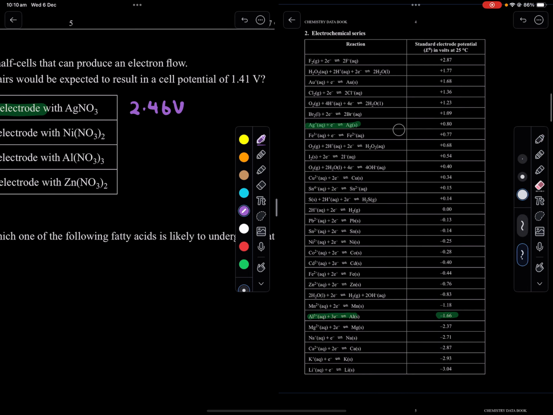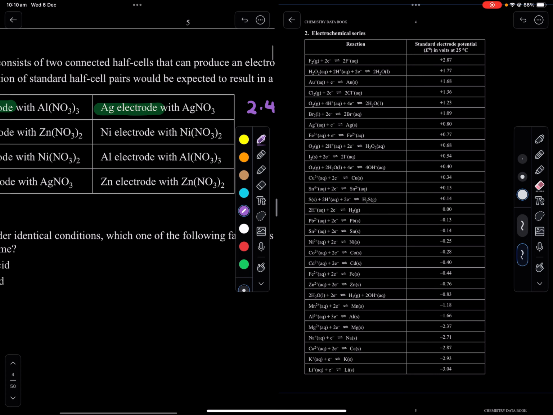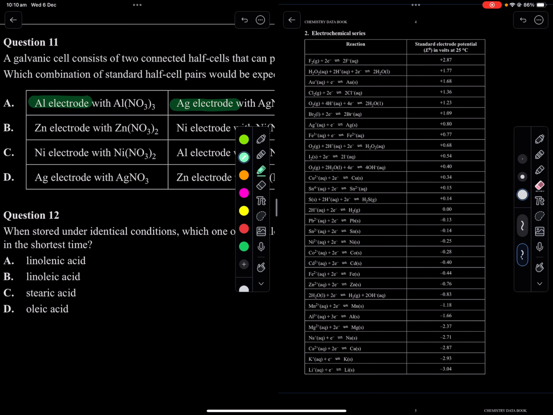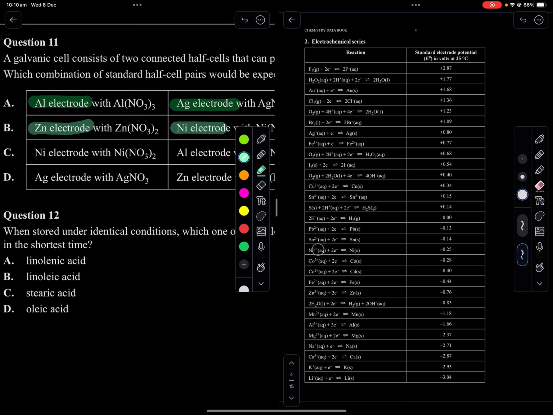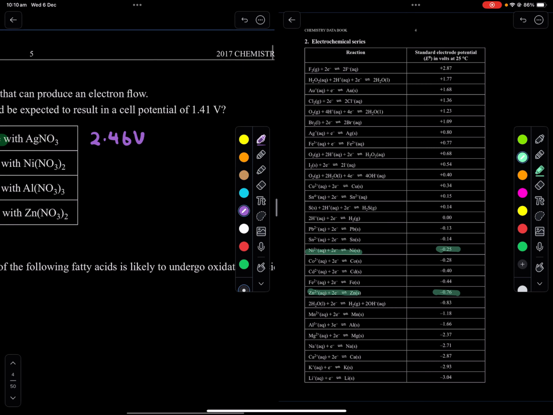So I'm just going to rub these out, and let's try the next pair. The next pair is zinc and nickel. So where is zinc? I have nickel over here, and zinc is over here. So we're going to say the top, so minus 0.25 minus negative 0.76. And that gives me 0.51. Not what we want. So 0.51 volts. Let's try the next pair.